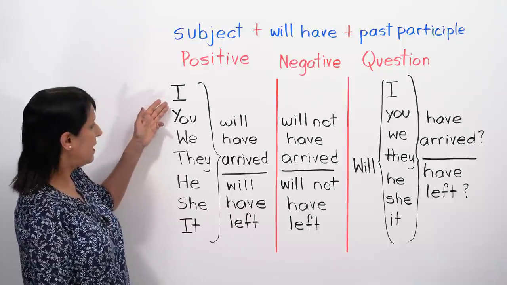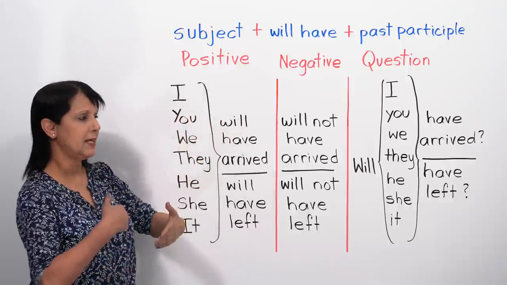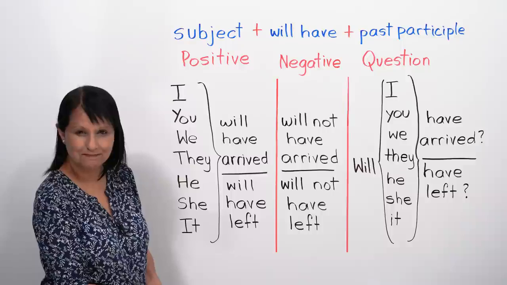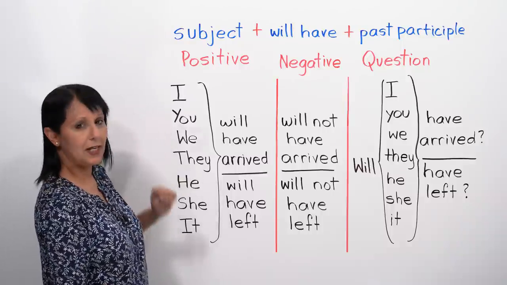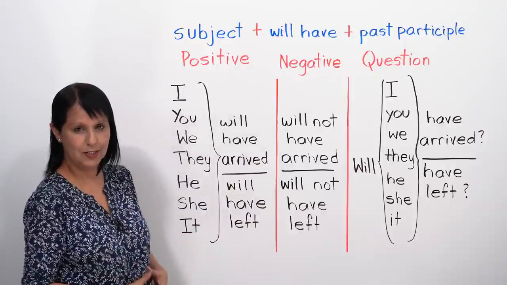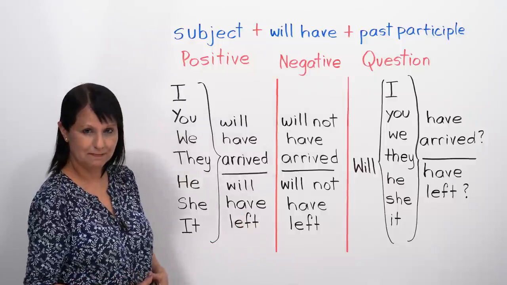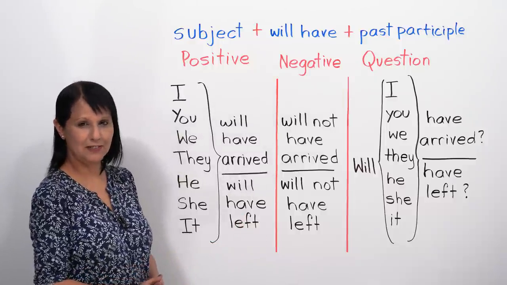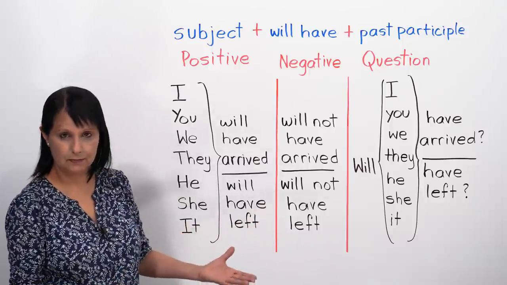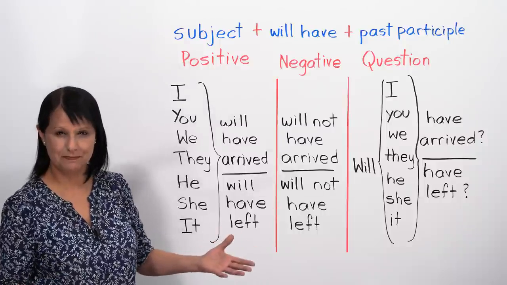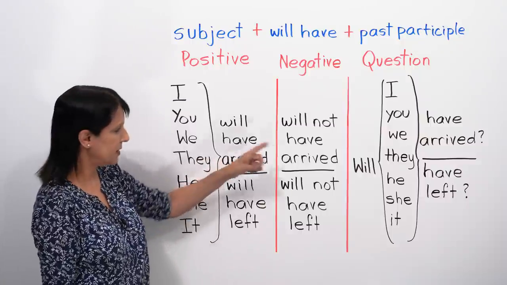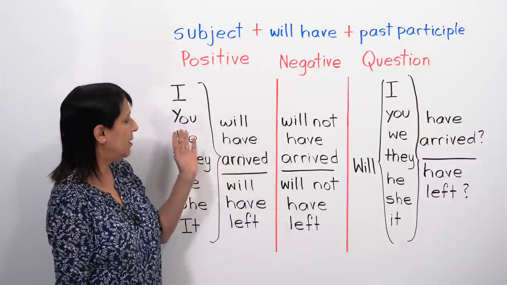So, you would say, I will have arrived. Let's say, 24 hours from now, I will have arrived in Tokyo. Okay? You will have arrived. We will have arrived. You can repeat it after me. They will have arrived. He will have arrived. She will have arrived. It will have arrived. For example, the delivery, the parcel, okay? The email, etc. Okay? That's with the regular verb. Let's continue with the regular verb first, okay?